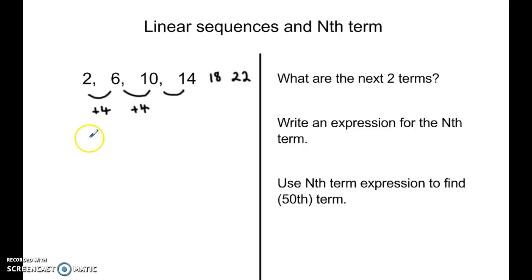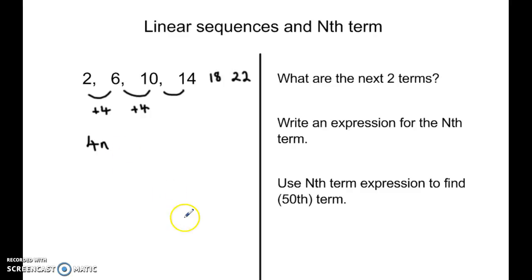So it goes up by 4. So from that we write 4n. It's just become a convention that we use the letter n. So we know that our sequence is based on the 4 times table because it's going up in 4s.